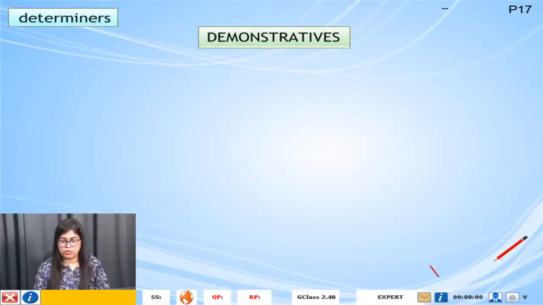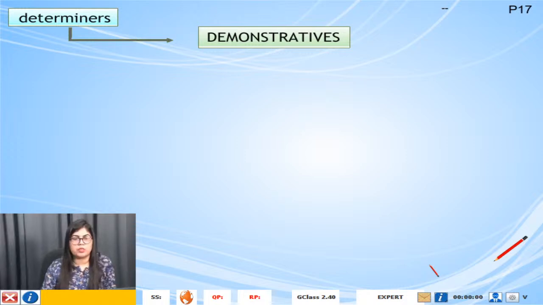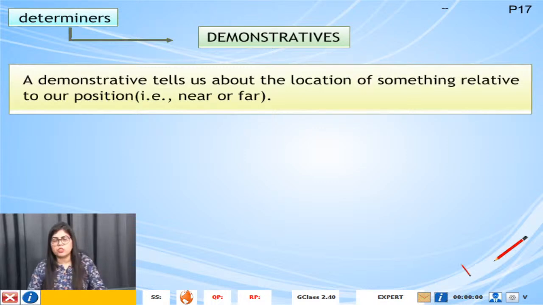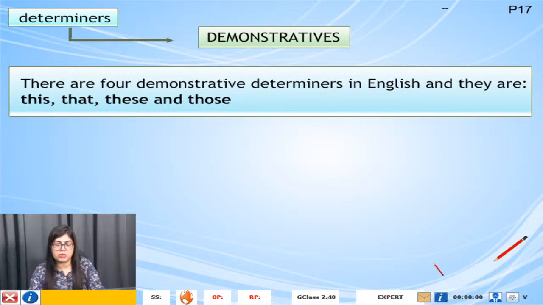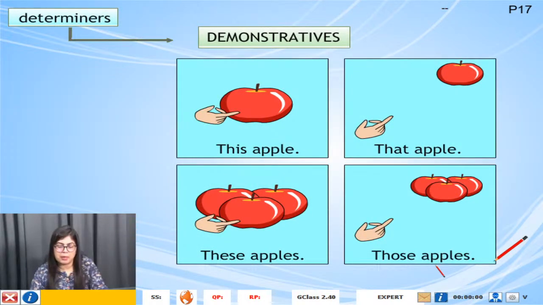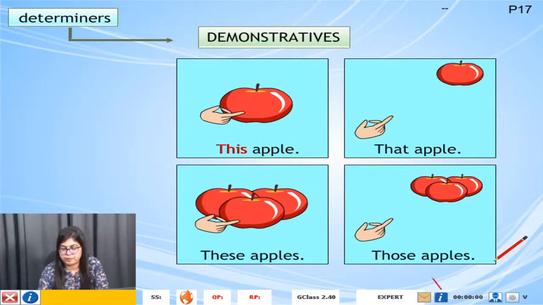So now, demonstratives. Determiners have another part. First we studied articles and now we have demonstratives. A demonstrative tells us about the location of something relative to our position, near or far. There are four demonstrative determiners in English: this, that, these and those. So this apple, that apple, these apples, those apples. This apple is near, that apple is far, these apples are many, and those apples are many apples a little bit far away. It's talking about near or far.